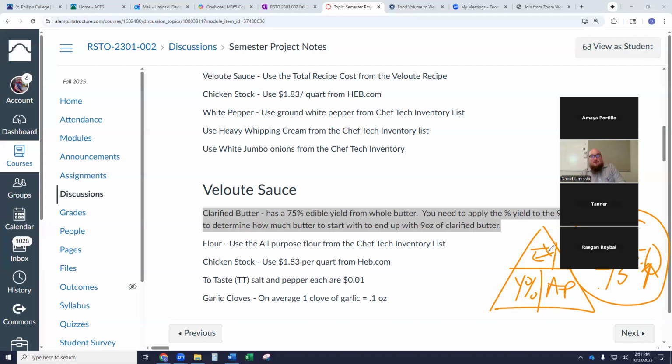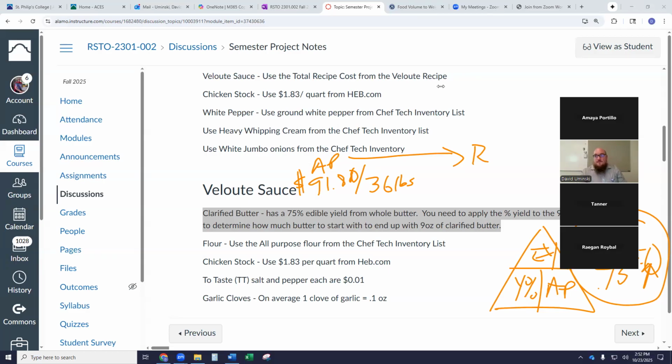Okay, but the unsalted butter on the Chef Tech inventory list goes by pound, and let me go back to where it said it. $91.80 for 36 pounds. Gotcha. So divide that by 36 then? Okay, so what is my recipe amount? What do I need for my recipe?